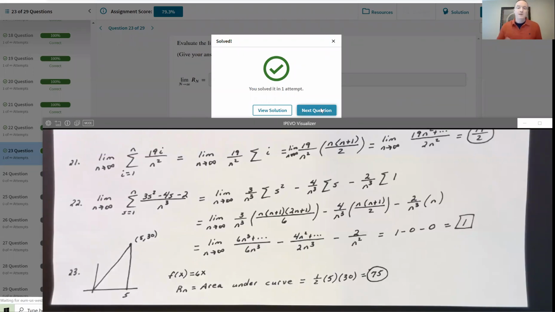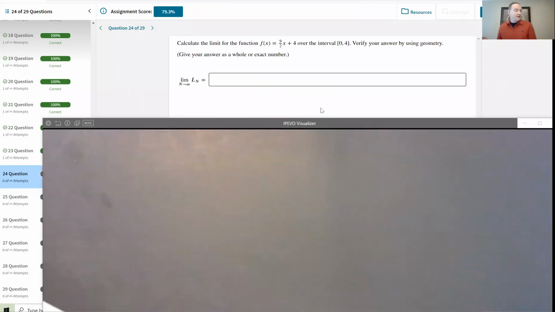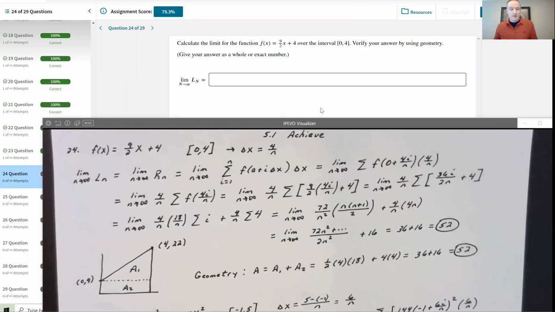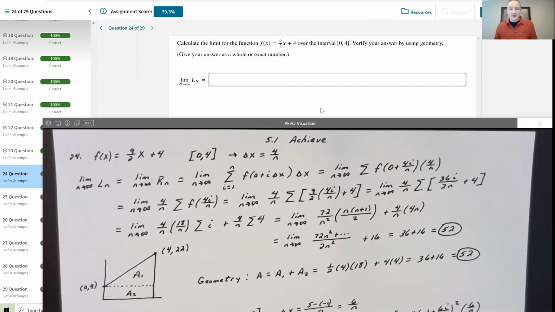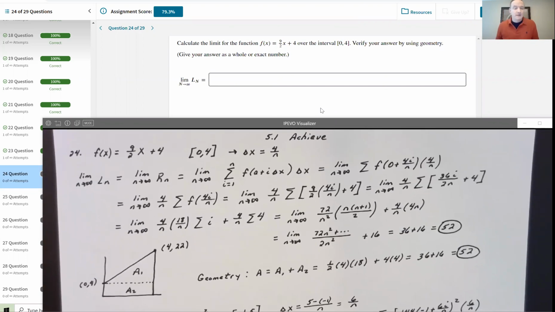Moving on. You're thinking, well, that one wasn't too fun. It was a little too straightforward. I agree. So let's look at this one. We could chicken out and do this one by geometry as well, but it specifically asks us to calculate the limit using a Riemann sum and then verify your answer using geometry.